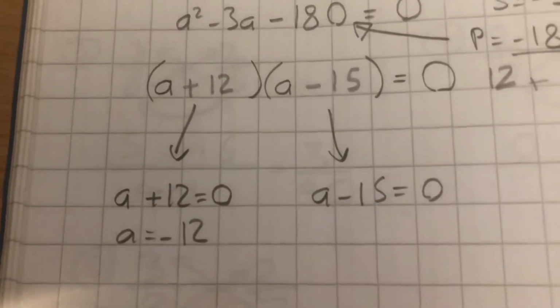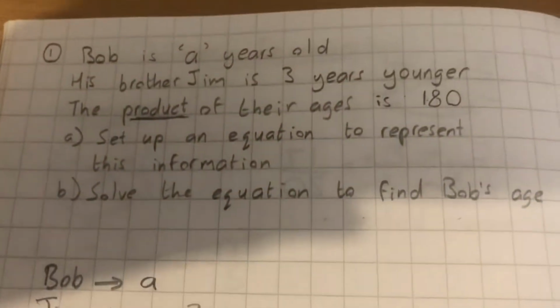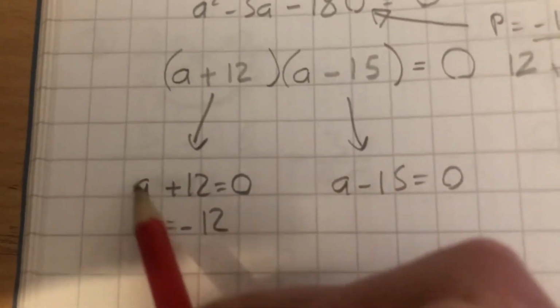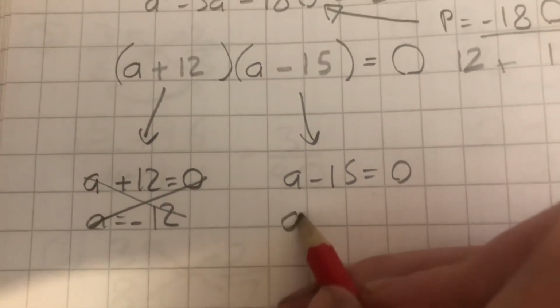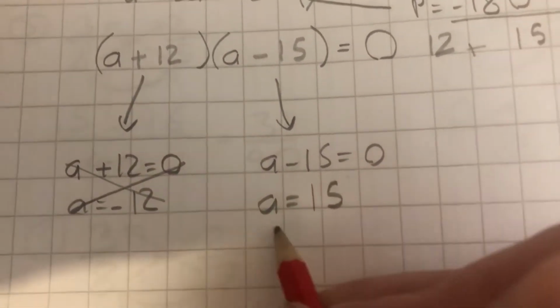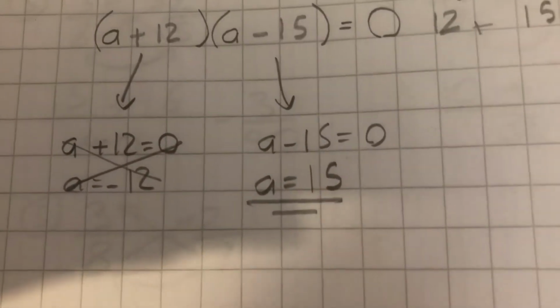Now that's important. Again, refer back to the question. It's to do with age. We cannot have a negative age, so that one is out. And this is therefore A equals positive 15, so that is my answer for A.